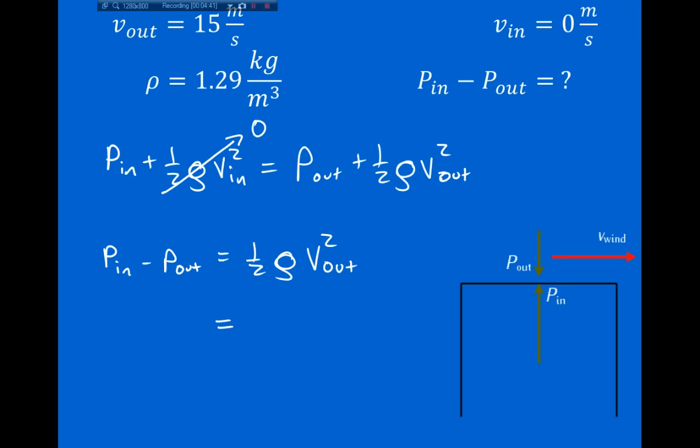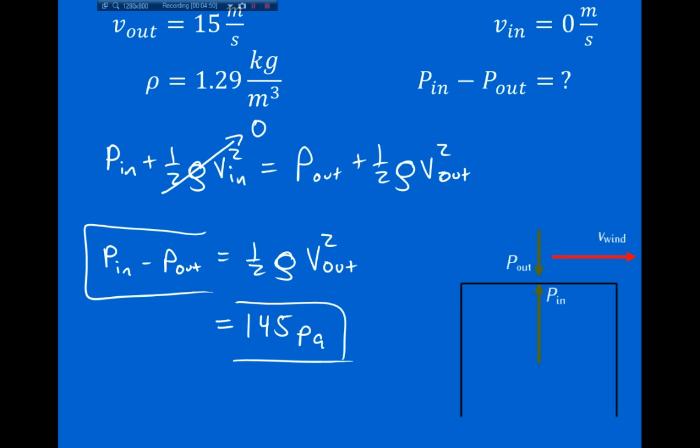And if we plug all these numbers into a calculator, we'll see that this pressure is equal to 145 pascals, which is a relatively small pressure, but when you think about the area of a roof, this kind of small pressure difference can actually result in a relatively large force that can lift the roof off of a house.